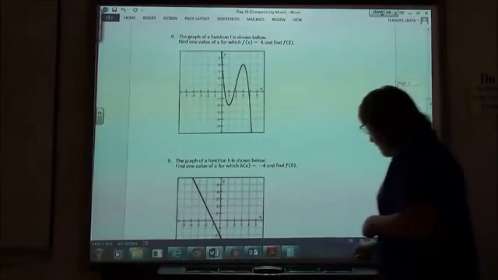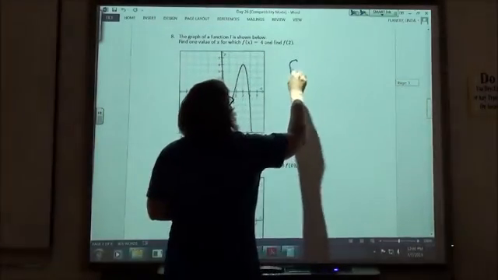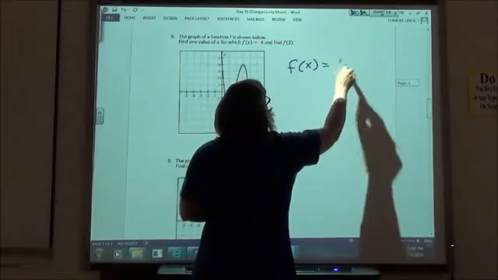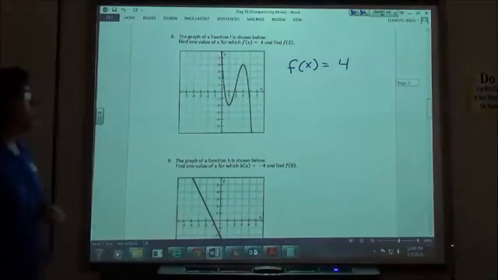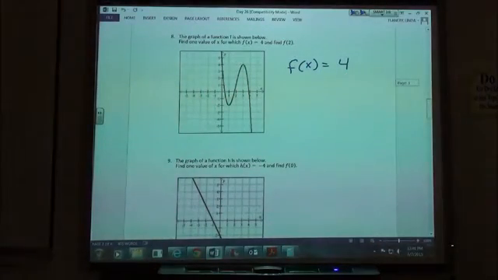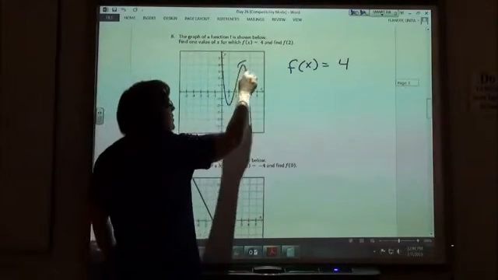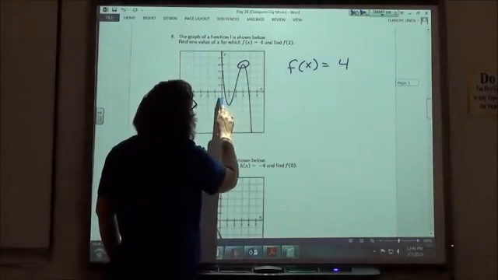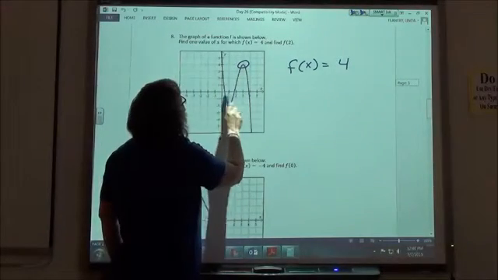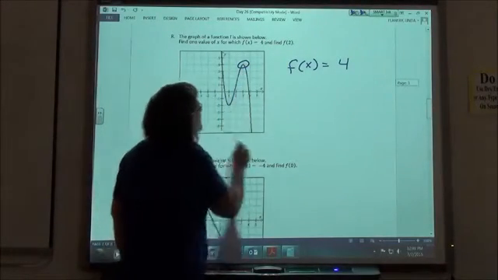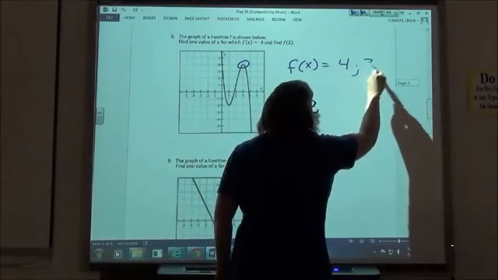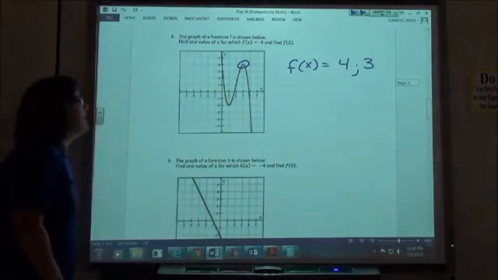So on number 8, if I have f of x equals 4, that means I want to find a point that has a y value of 4. And I want a corresponding x value to go with that. 3. I could use this point right here. Yeah, that point right there. 3, 4 would be the value. So I'll just put it there on the end.